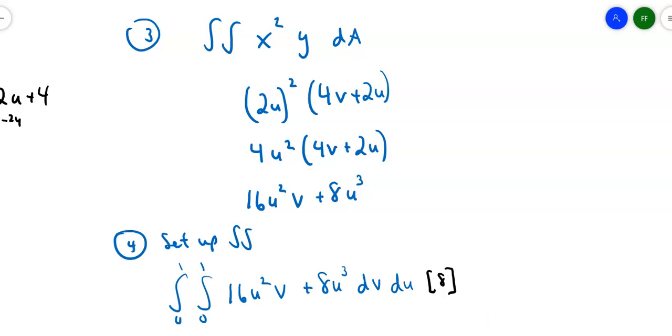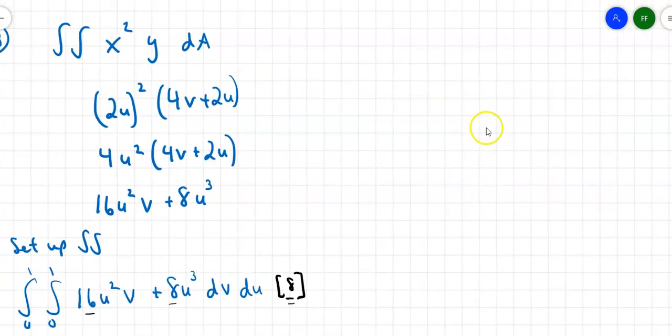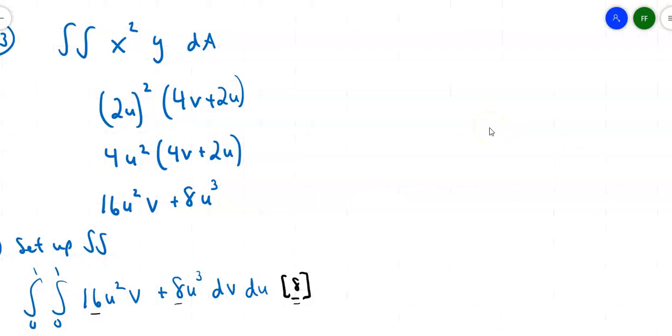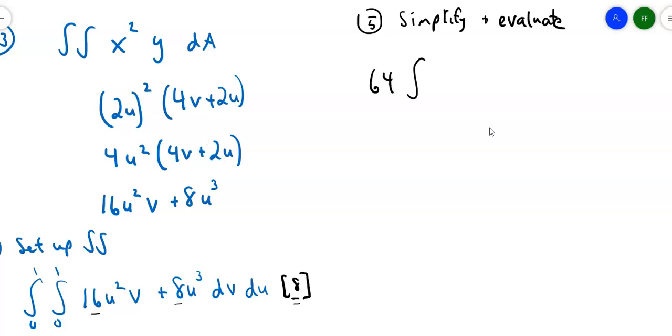All right, from here, it would probably help us if we pulled out an 8 twice. So I'm going to pull out this 8 here, that's the Jacobian. And then you notice those are both constants of 8 also. So let's take that line and move it up here. So my next step will be simplify and evaluate. And I'm going to pull a 64 on the outside. 0 to 1. 0 to 1. 16 divided by 8 is 2. So I get 2u squared v plus 1 u to the third dv du.